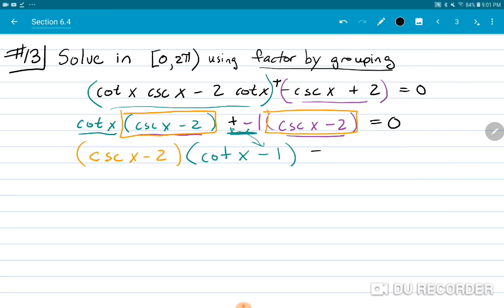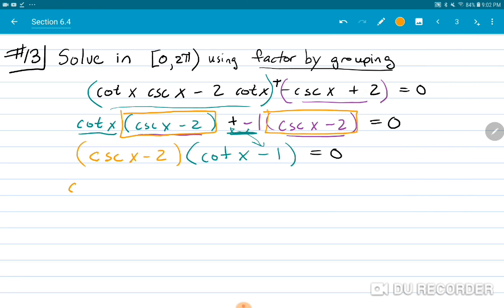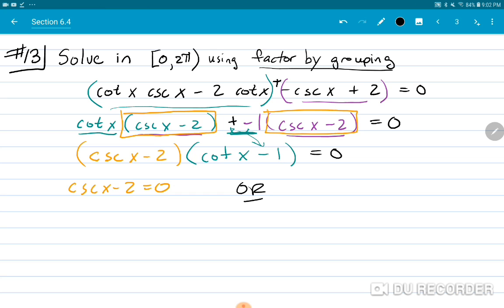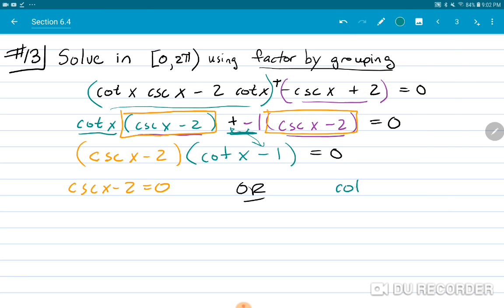So now I have that equals 0, and when I have 2 numbers multiplied together equals 0, I can use the zero product property, and that means that either cosecant x minus 2 equals 0, or cotangent x minus 1 equals 0. And then I can solve both of those.